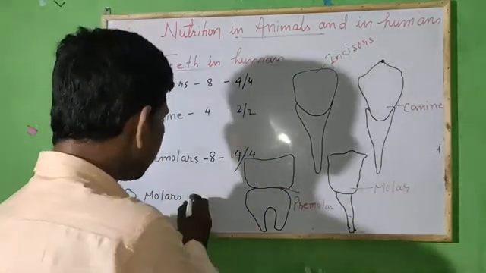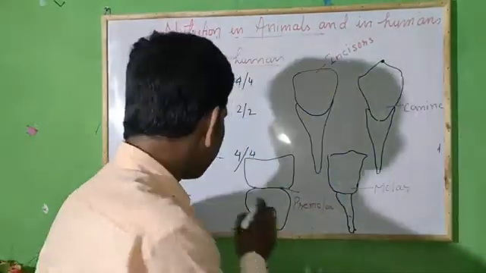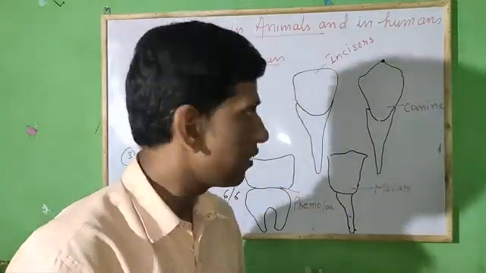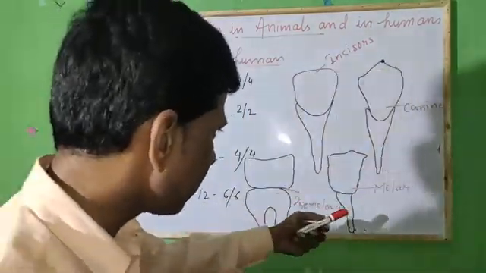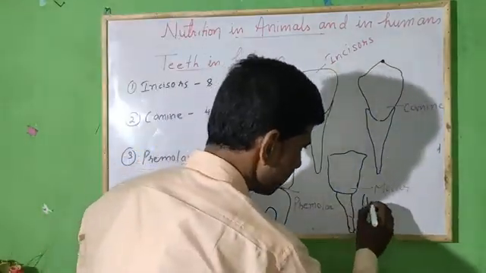Like this, the molars. The total number of molars present in our mouth is 12. 6 are present in the upper jaw, 6 are present in the lower jaw. In this way you can see, and here you can see that the molar is there. Actually, dear children, the molar is also called wisdom teeth.